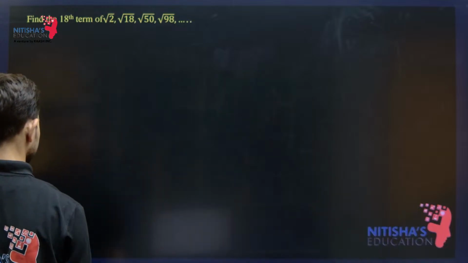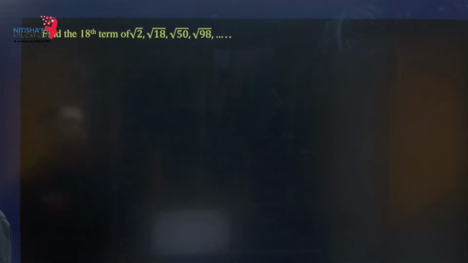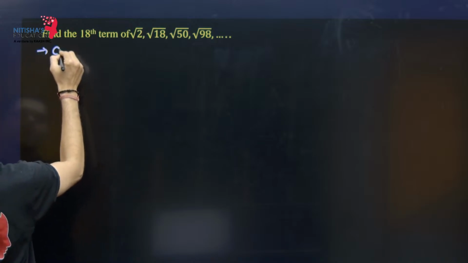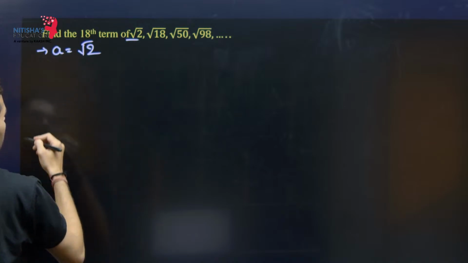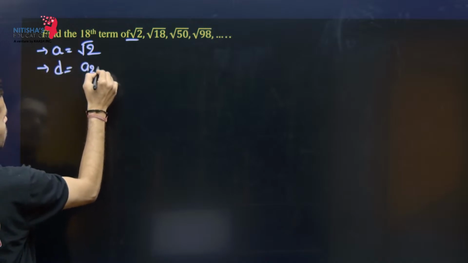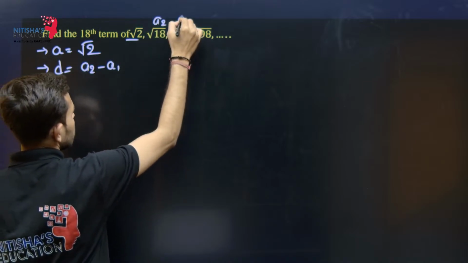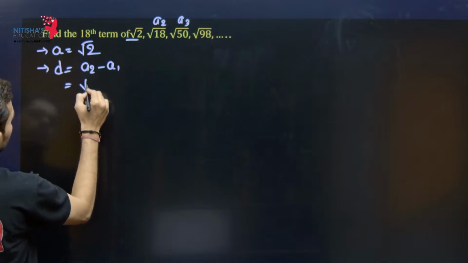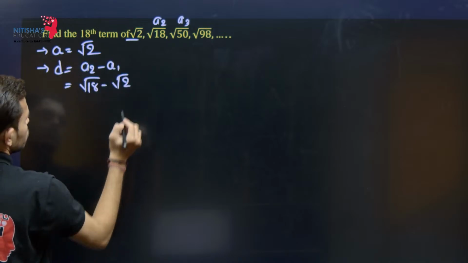The question is to find the 18th term of root 2, root 18, root 50 and root 98. So let's take A is equal to root 2. The first term is taken as A. Let's find out the common difference D. Common difference is given by A2 minus A1. What is A2? The second term is known as A2. Third term is known as A3, right? So we are taking A2 minus A1. A2 is root 18 minus first term A1, which is root 2, right?